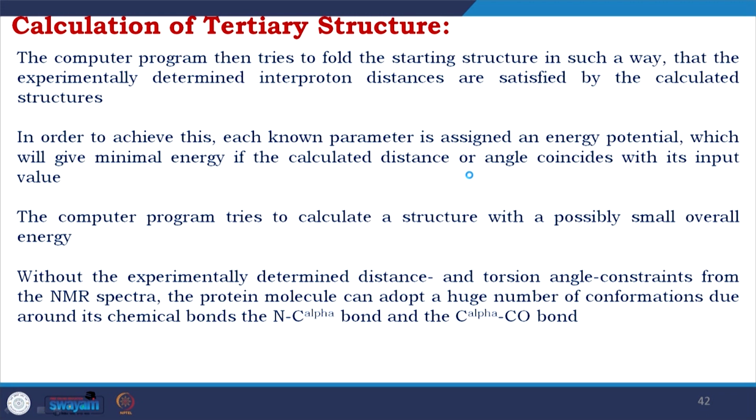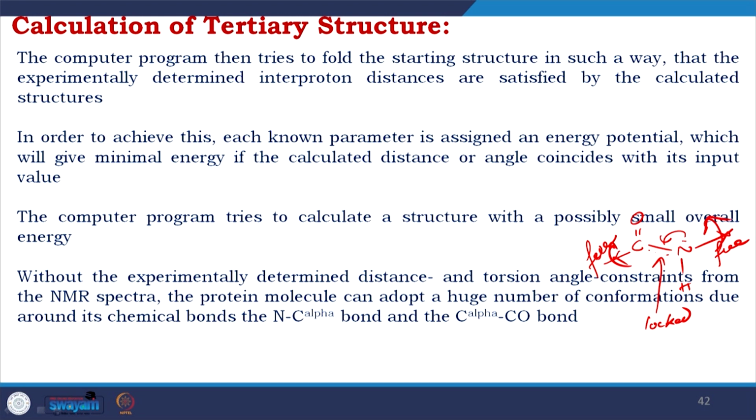Without the experimentally determined distance and torsion angle constraints from the NMR spectra, the protein molecule can adopt a huge number of conformations around its chemical bonds, the N-C alpha bond and the C alpha-CO bond. So, this we have talked about. If you see in the protein, they are connected with these. Now, this is a partially double bond. So, this is locked, but this is free and this is free. So, they are rotating and this is rotating.